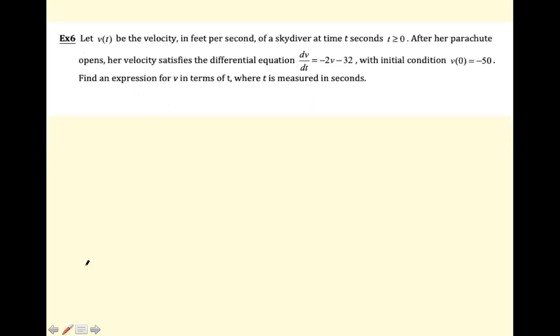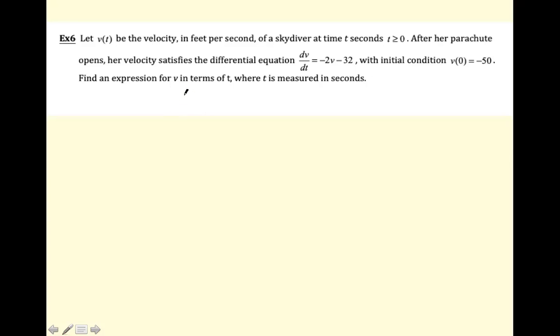All right, it says let v of t be the velocity in feet per second of a skydiver at t seconds, where t is greater than or equal to 0. After her parachute opens, her velocity satisfies the differential equation dv/dt equals negative 2v minus 32. And we have an initial condition of v of 0 equals negative 50. Write an expression for v in terms of t, where t is measured in seconds.